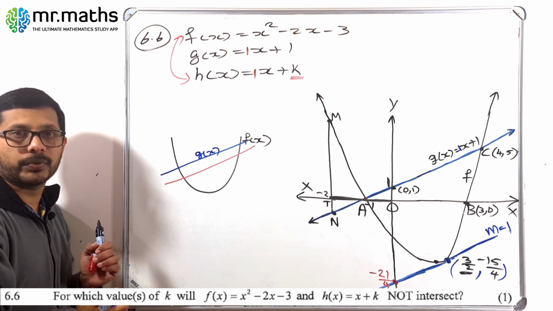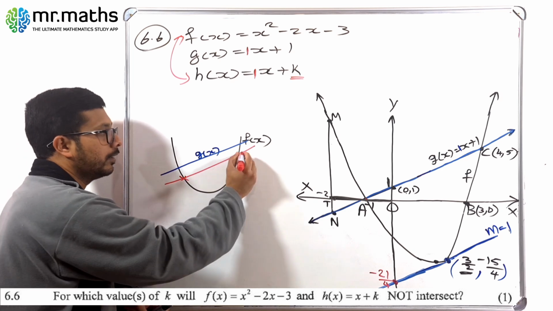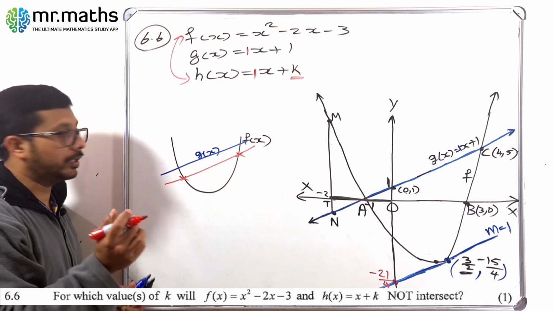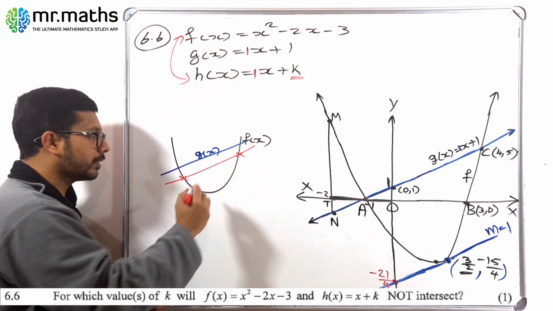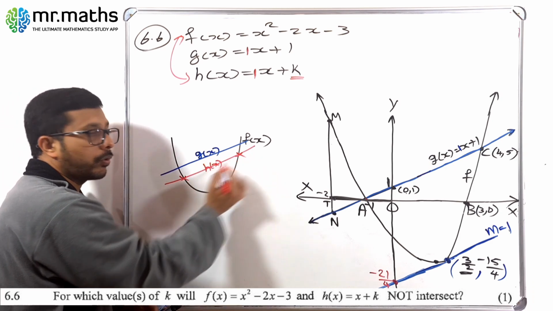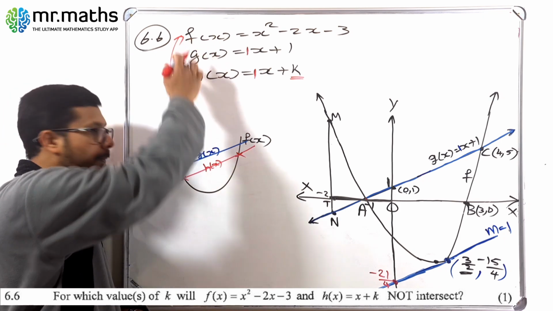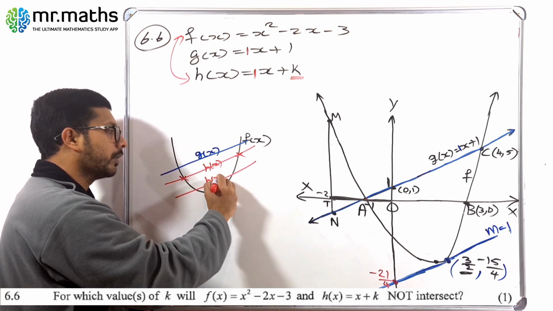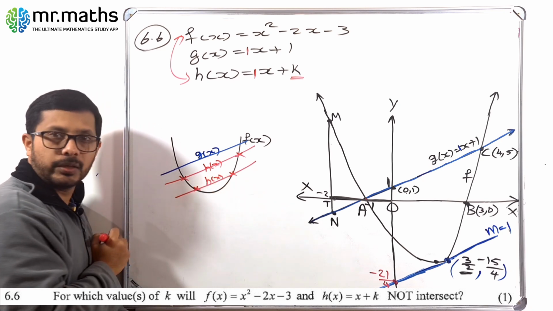So is it touching f of x? Yes, definitely it is touching here at 2 points. Am I right? But what is our condition? Not intersect. This f of x graph and the h of x graph do not intersect. This red one is the h of x graph. So here we can't draw like this because it is intersecting the f of x graph. Okay, what about here? If I draw h of x like this, there also it is not possible because it is intersecting the f of x graph.